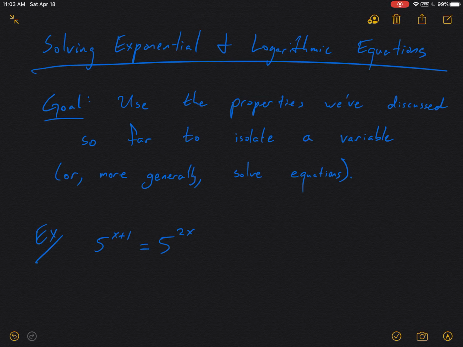So as an example, let's look at 5 to the x plus 1 is equal to 5 to the 2x. So one way of approaching problems like this in this particular case is to notice that on the left side we have 5 to one power, and then on the right side we have 5 to another power. So what we can use is what's called the one-to-one property.